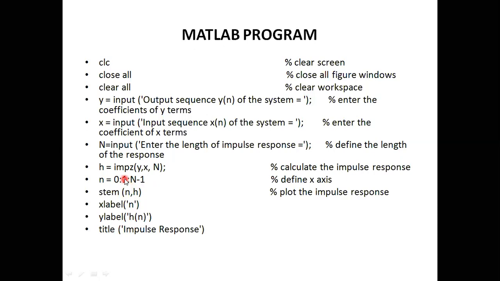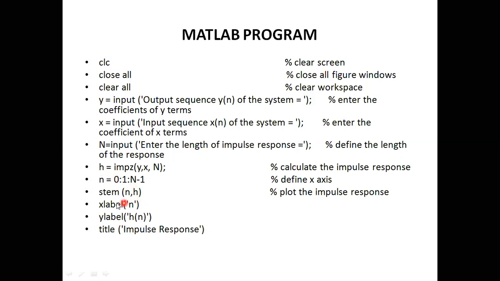And this 1 is the step size I have given, meaning the first point will be 0, the second point 1, the third point 2, the fourth point 3, and the fifth point 4. So here I have defined the x-axis. Now plot it. Since this impulse response is a discrete plot, for a discrete plot the command is stem. In the x-axis and y-axis, the x-axis is n and the y-axis is the impulse response h.